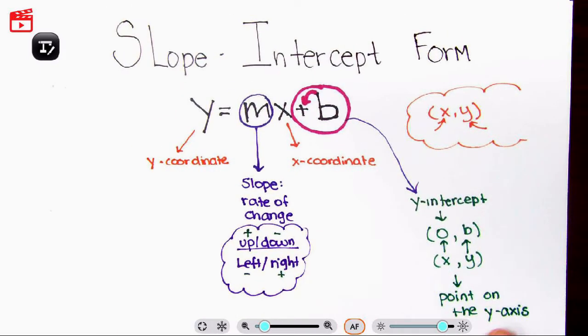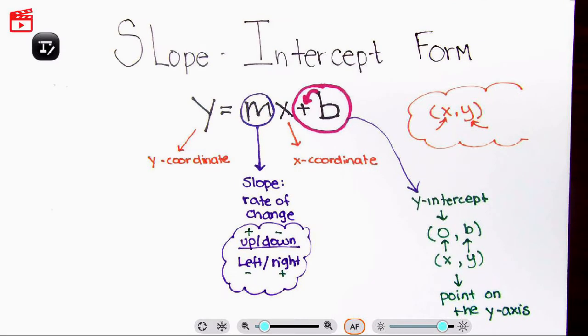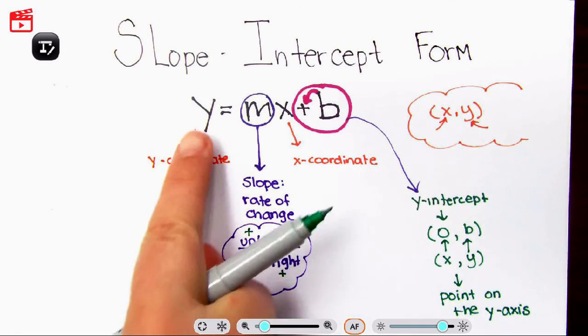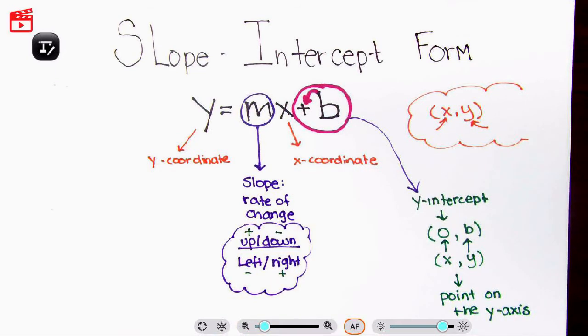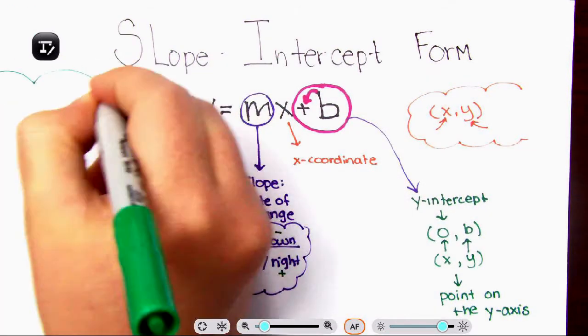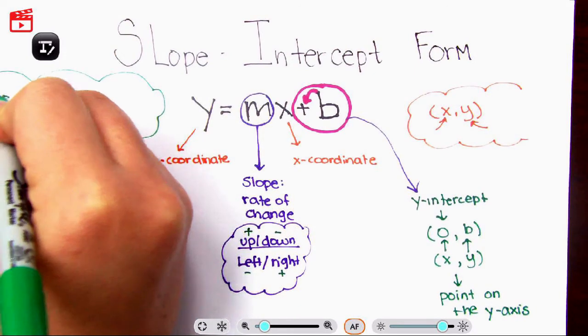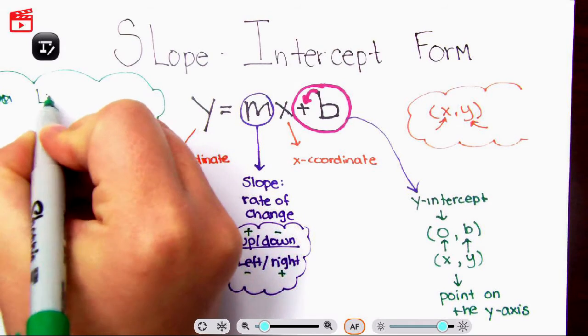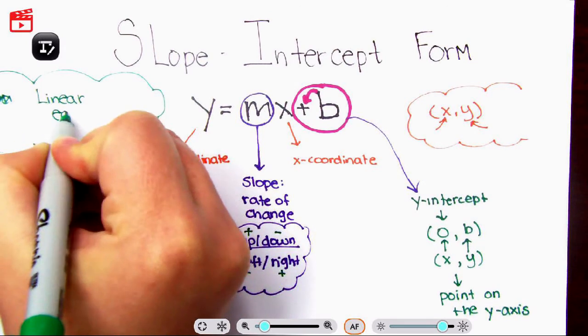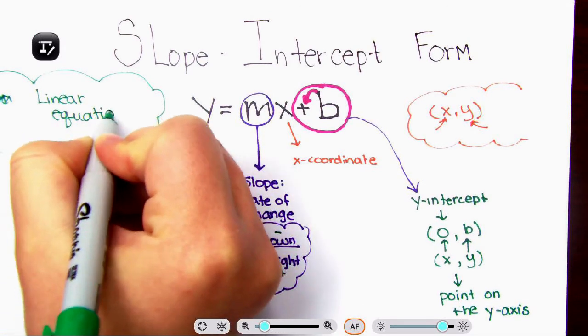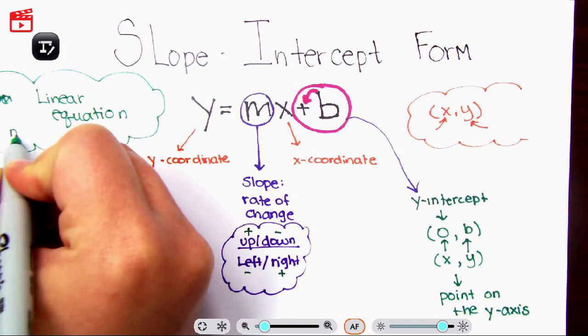All right, take a few moments to write all of this down. I'm going to show you exactly what it means to graph something given the slope-intercept form of a line. Again, all of this is of a line. This is a linear equation. Let's actually put that in a bubble. This is a linear equation. That means it makes a line.